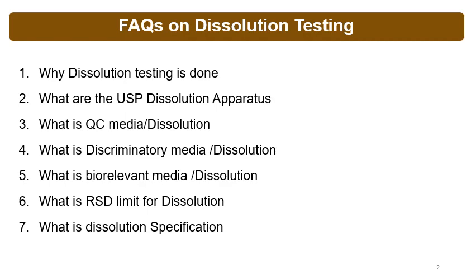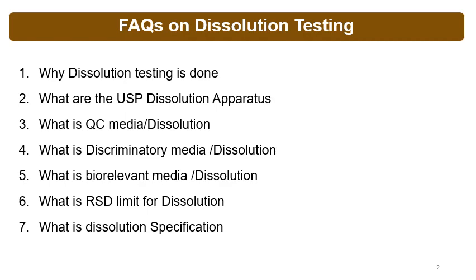Second question is what are the USP dissolution apparatus? So 7 apparatus are there, and out of these generally 4 apparatus are used for oral solid formulations. So apparatus 1, 2, 3 and 4 are mainly used. Out of these 4 apparatus, apparatus 1 basket and apparatus 2 paddle are most widely used for the oral formulations.